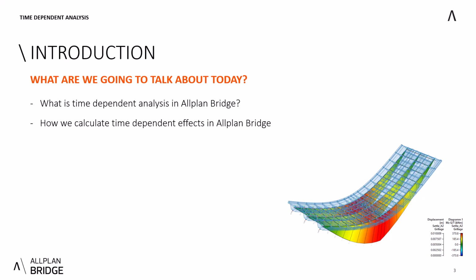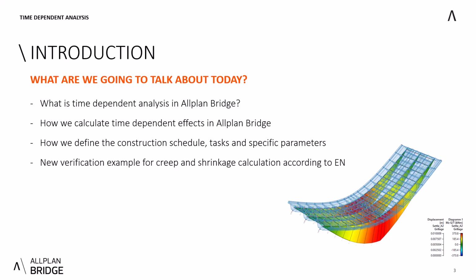And of course, when we are doing this, we also need to know how we define the construction schedule, how we define different tasks. So what do these tasks do? What do they mean? And how do they affect the calculation? And of course, here, if we have, for example, some task-specific parameters, we're also going to take a look at that. And as I already mentioned, the new verification example for creep and shrinkage, which again is not yet in the software, but will be delivered in the October version.